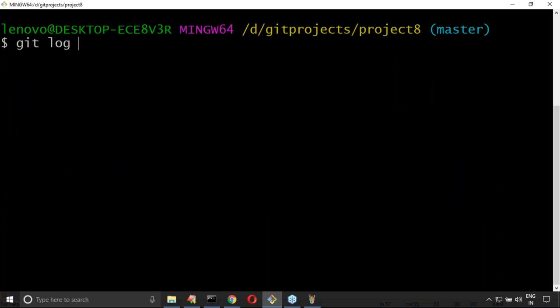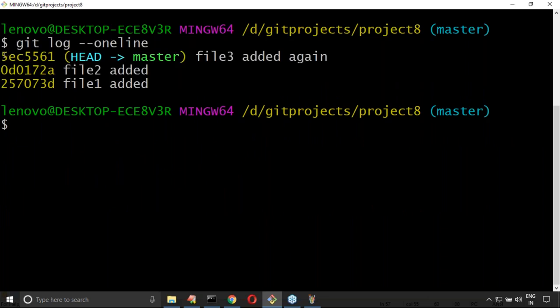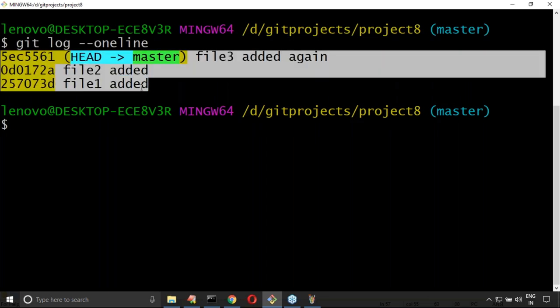Now git log hyphen hyphen oneline. If you observe, again this new commit came or not? Okay, sir, new commit came. Of course, with these changes, will the same commit id be repeated or not? No, the commit id will be generated randomly. That's why don't think it is going to provide the same commit id. Now 3 commits are there.